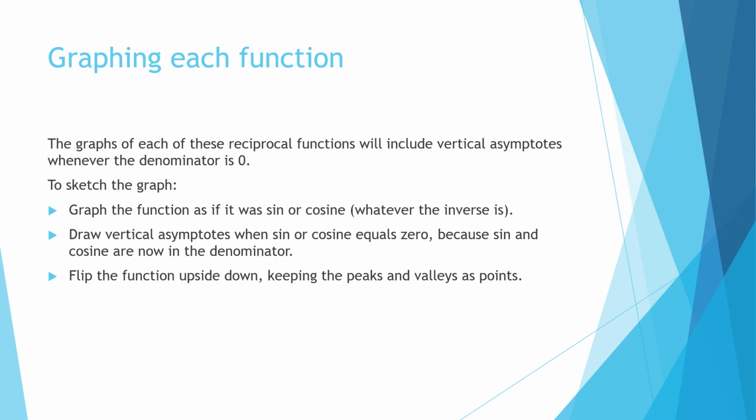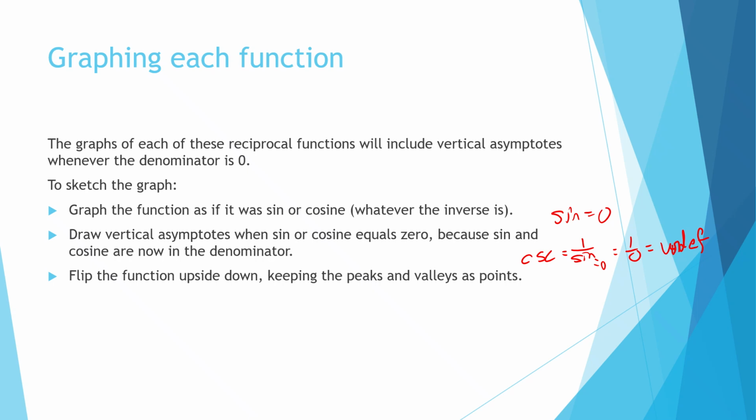And so they will include vertical asymptotes because for the first time ever, you're going to have times where the denominator is equal to 0, where sine or cosine is equal to 0. So to sketch the graph, we're going to graph the function of sine or cosine, and draw our vertical asymptotes whenever sine or cosine equals 0, because when sine equals 0, cosecant, which is 1 over sine, becomes 1 over 0, which is undefined.